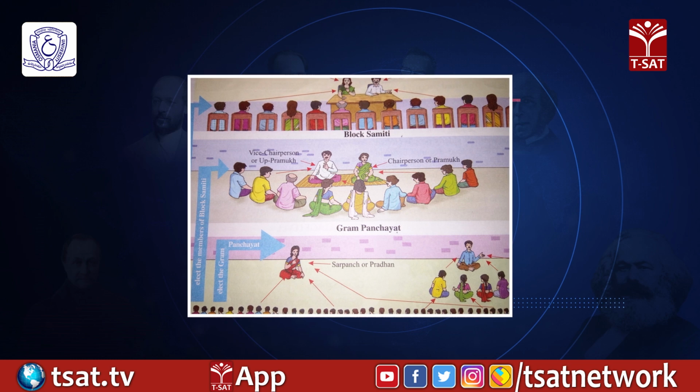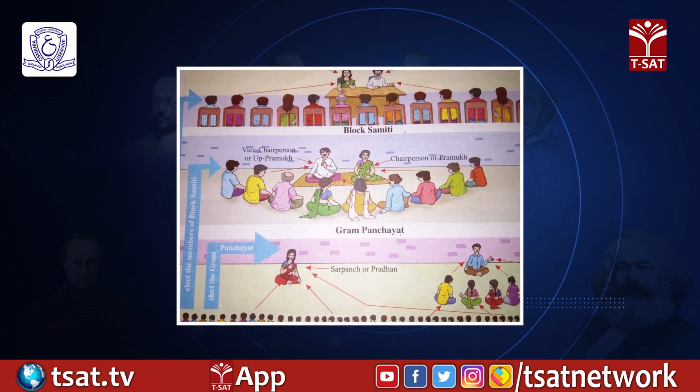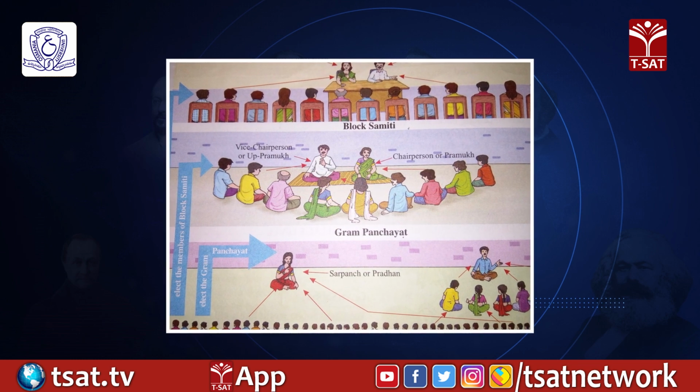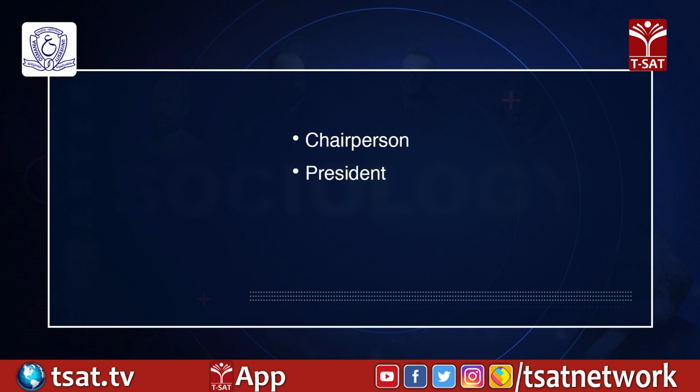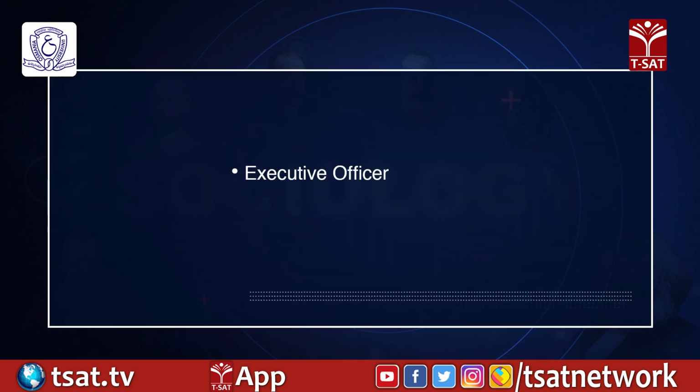Now let us discuss the administrative personnel of Panchayat Samiti or block or Mandal Parishad. The executive authority of the Panchayat or block Samiti rests in the elected head, who may be called chairperson or president or adhyaksh or pramukh or pradhan. The administrative head of the mandal or Panchayat Samiti is called executive officer or chief executive officer.